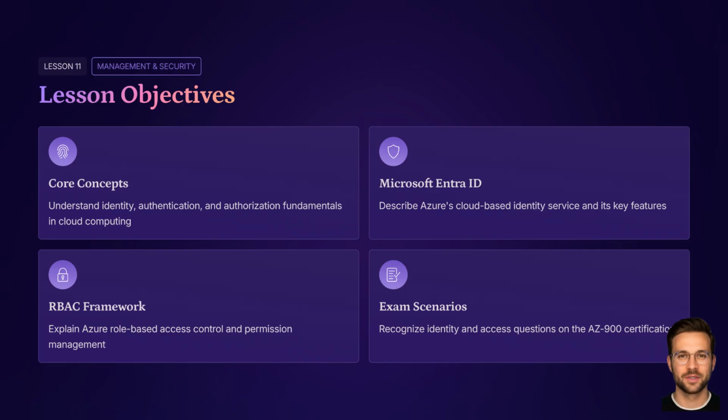Here is what we will cover in this lesson. First, we will review the basic ideas of identity, authentication, and authorization. Second, we will introduce Microsoft Entra ID as Azure's cloud identity service. Third, we will talk about users, groups, and service principals in Entra ID. Fourth, we will explain Azure Role-Based Access Control, or RBAC, including scopes and common built-in roles. Finally, we will look at exam-style scenarios that combine these concepts. Let's start with the basics.